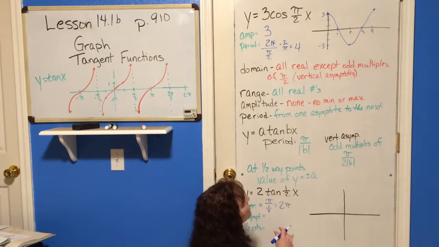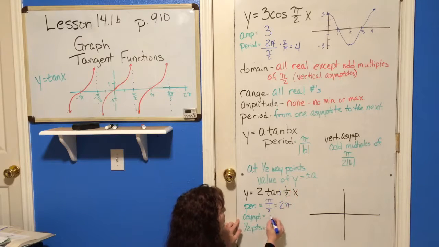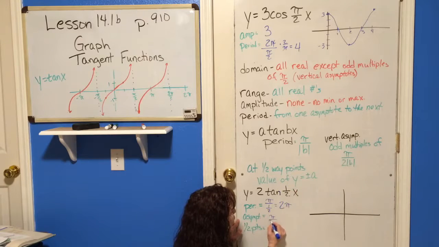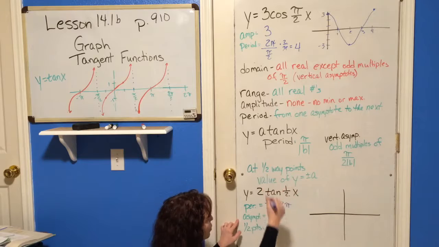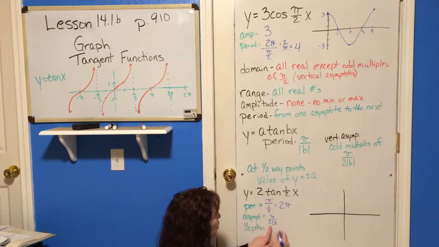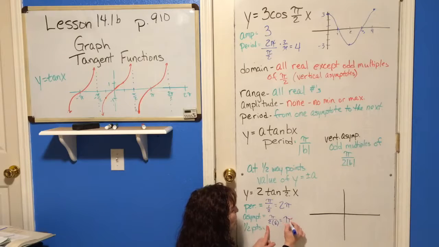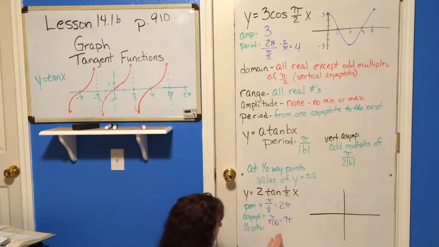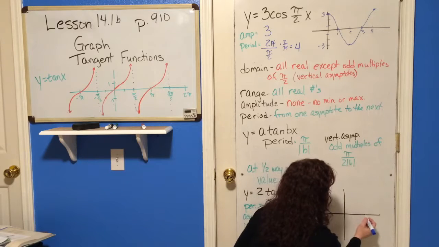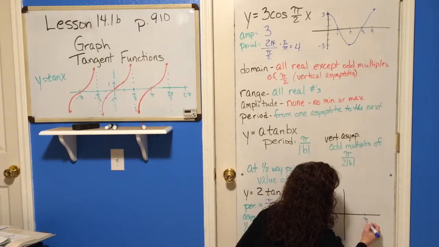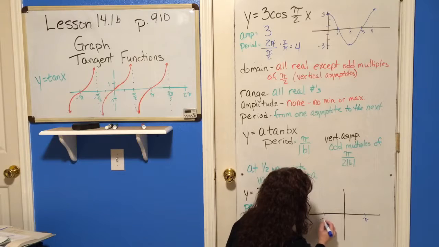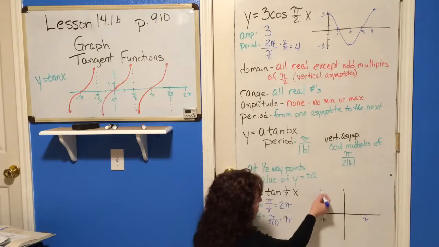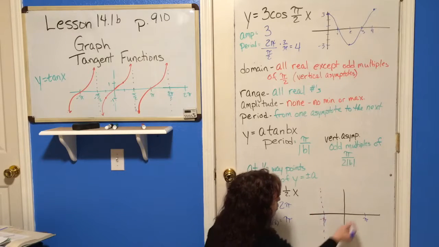All right. The asymptotes are going to be the odd multiples of pi over 2 times b, which is 1/2. So 1/2 times 2 cancels out. So our asymptotes are at pi. So they're at the odd multiples of pi. So we've got an asymptote at pi and an asymptote at negative pi. And so there's our asymptotes.